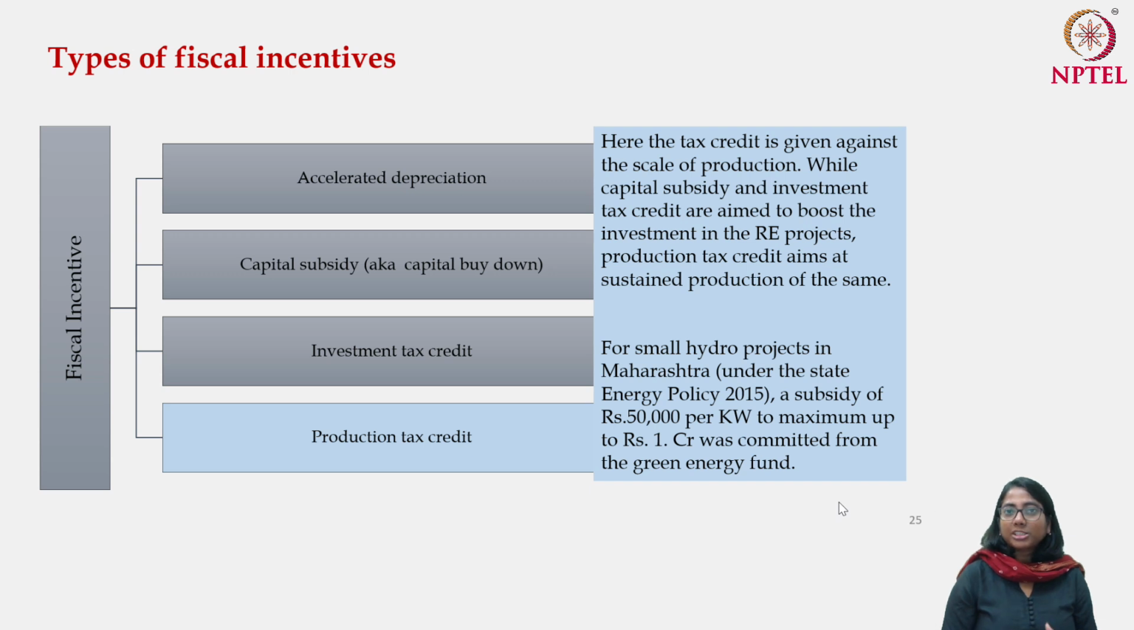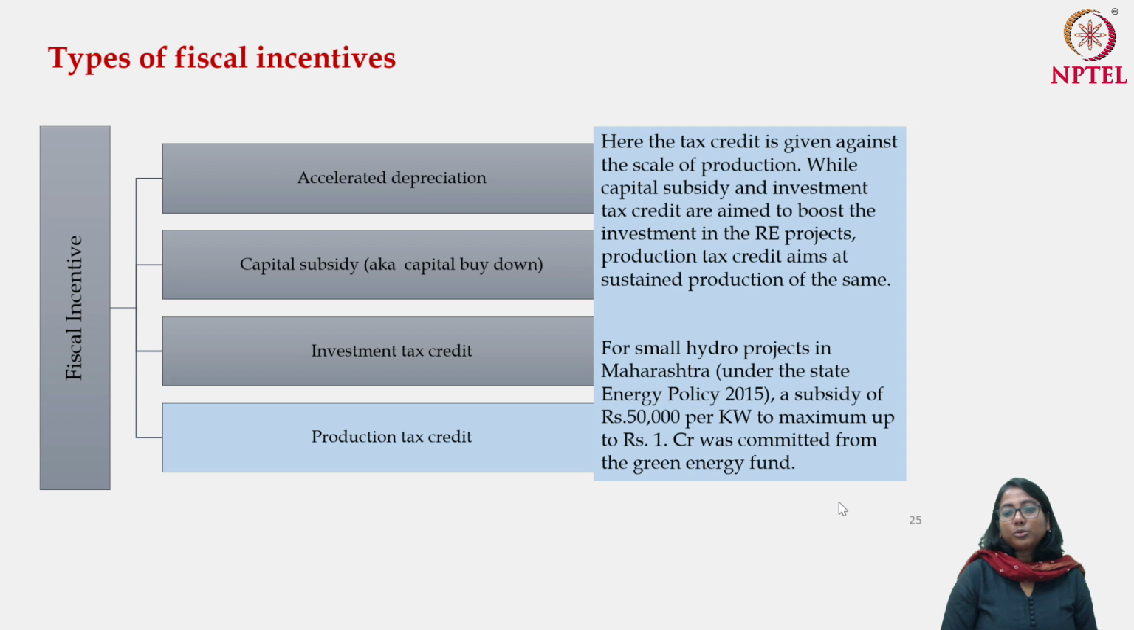The next one is the production tax credit, which follows the investment tax credit. Here, the tax credit is not given for the investment. Rather, the tax credit is given depending on the level of production. So if you produce more, then you will get more tax credit, maybe with some upper boundary. So while the capital subsidy and investment credit encourage breaking the first barrier, the production tax credit tries to encourage a sustainable production of energy from renewable sources.